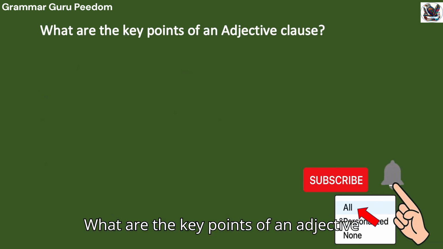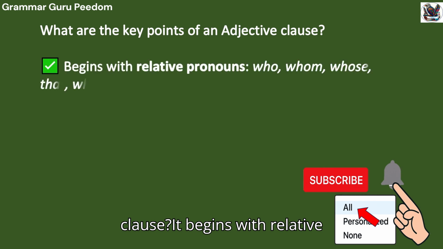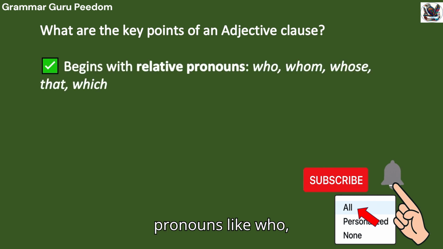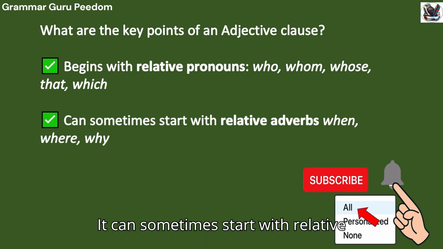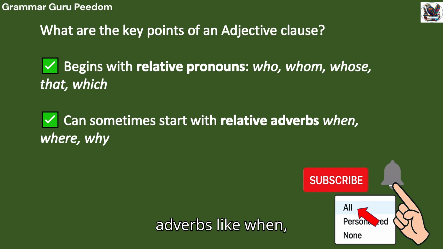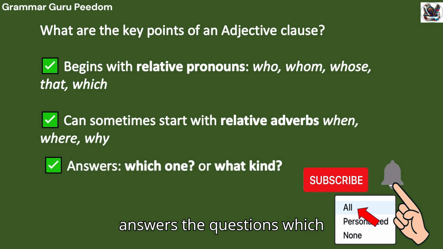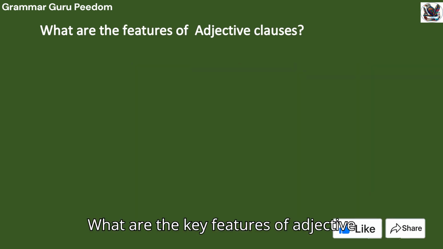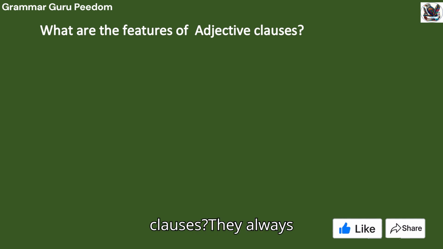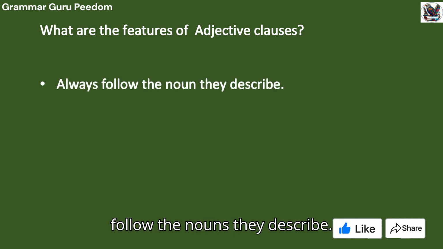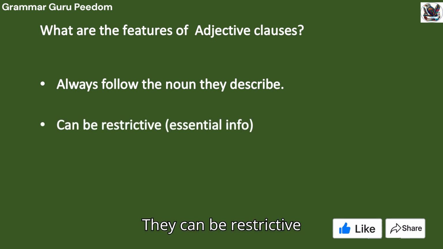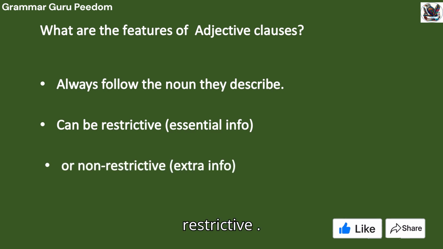What are the key points of an adjective clause? It begins with relative pronouns like who, whom, whose, that, which. It can sometimes start with relative adverbs like when, where, why. It usually answers the questions which one or what kind. What are the key features of adjective clauses? They always follow the nouns they describe. They can be restrictive, essential information, or non-restrictive, extra information.